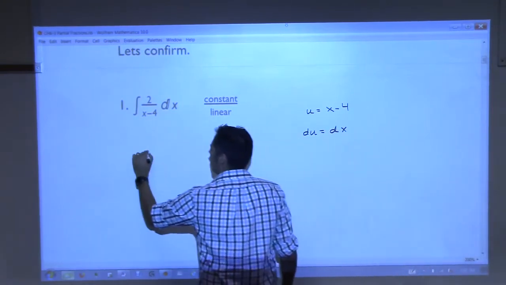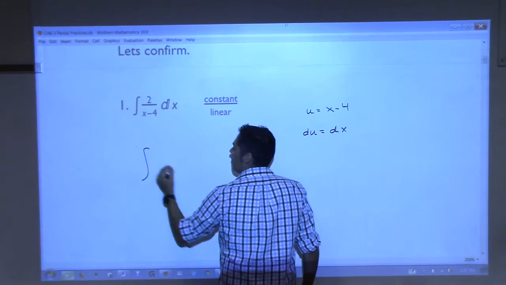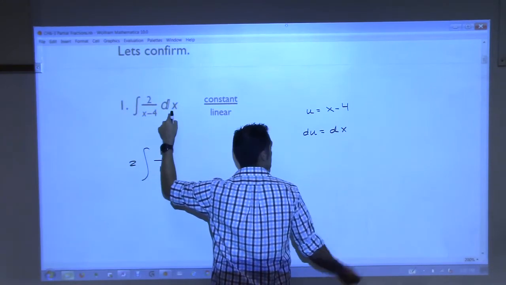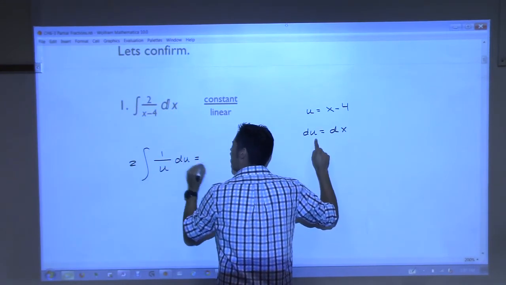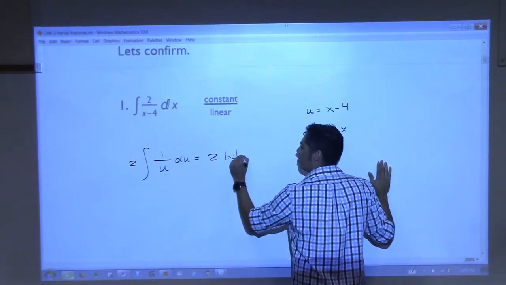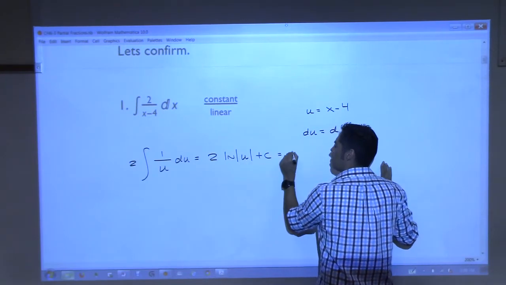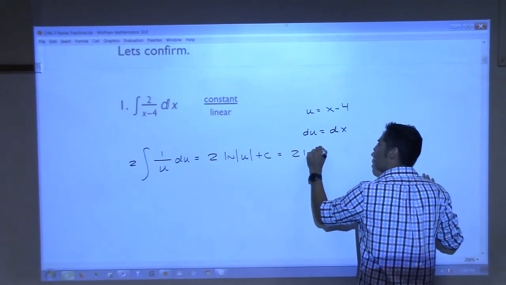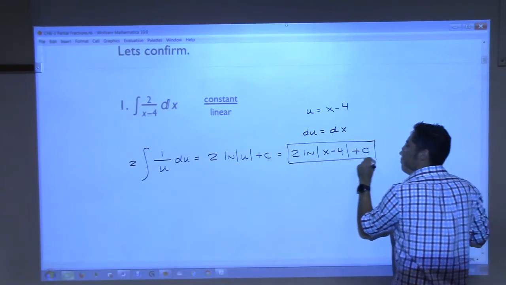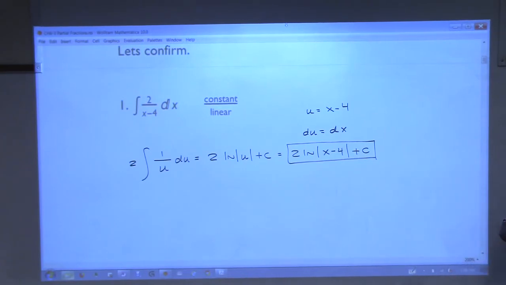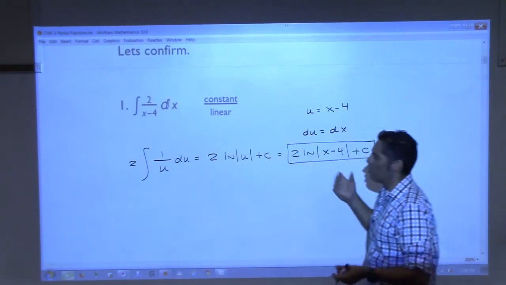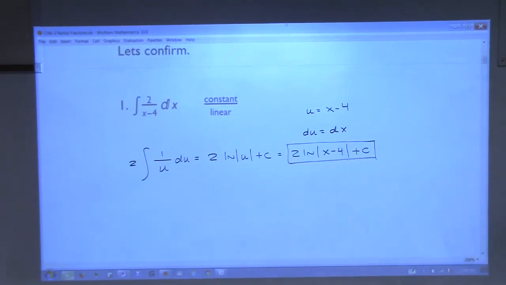So if I rewrite this problem, how about that 2 up top? Can I just pop it out? 2, 1 over, and then what's here? u, and then dx is du. And so this just becomes what? 2 ln absolute value of u plus c. So this is just 2 natural log of absolute value of x minus 4 plus c. Right? A real quick basic substitution first turns it into something pretty simple, and we're here. Good? Okay. Let's look at something else.